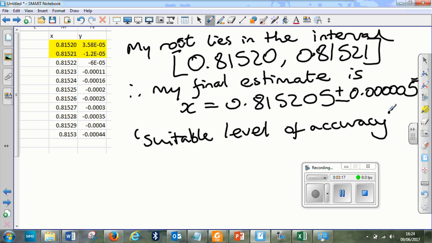That's what we do for the error bounds for change of sign. As long as they produce something that looks like that, and they don't say what level of accuracy specifically they've done it to, then they'll get full marks.